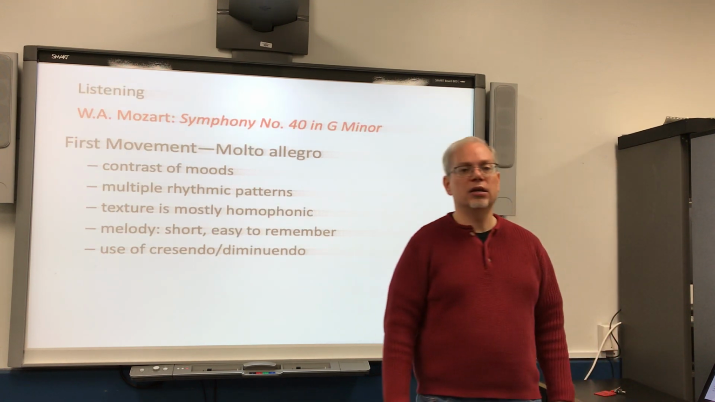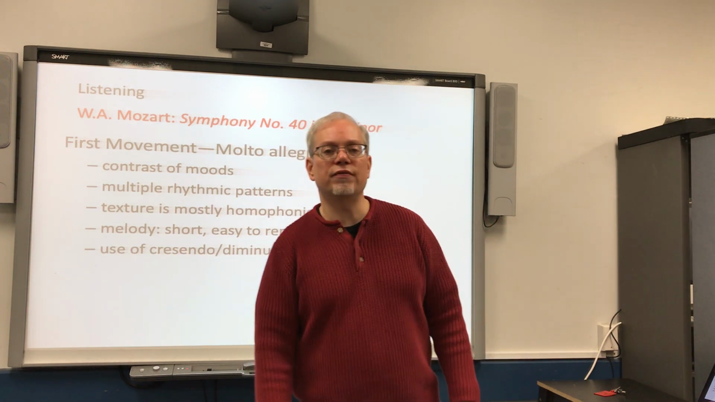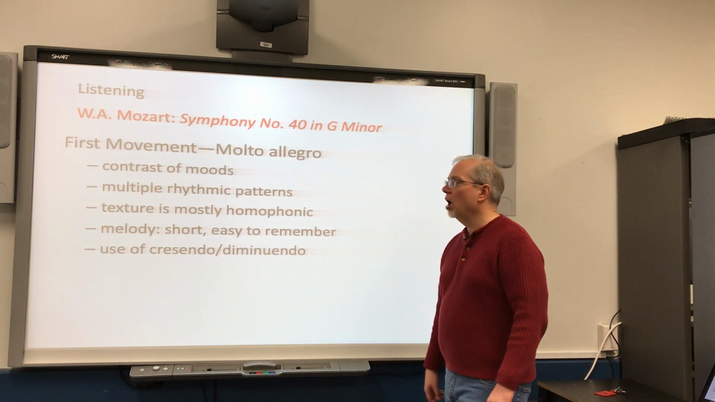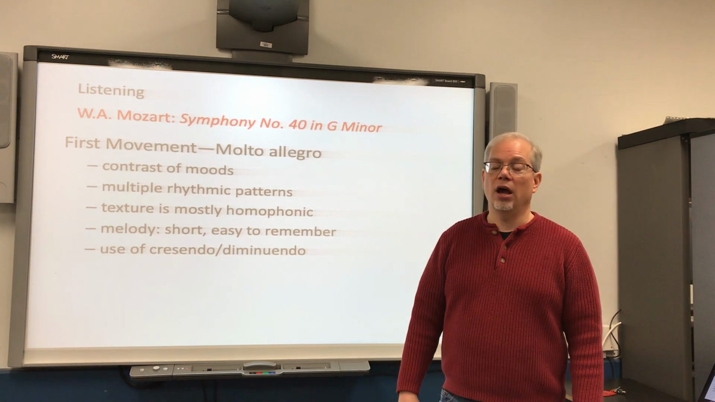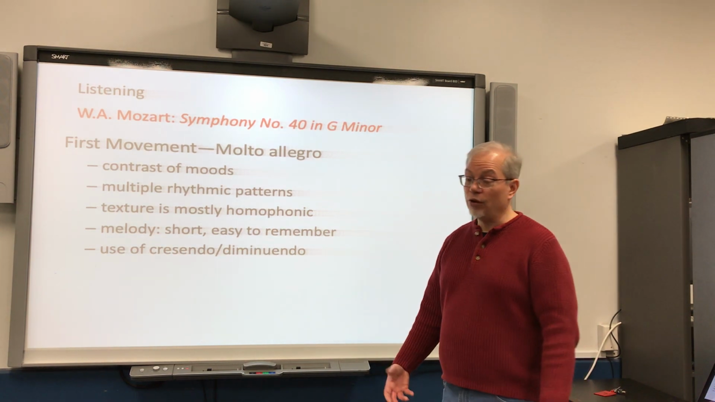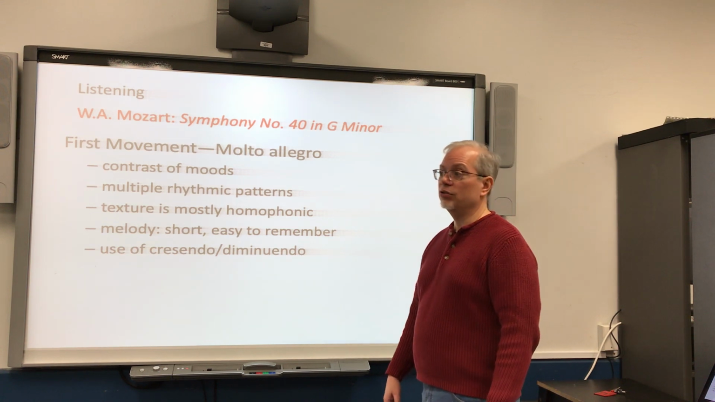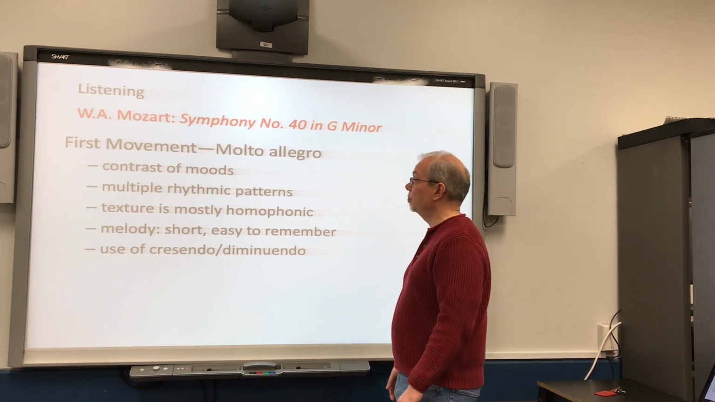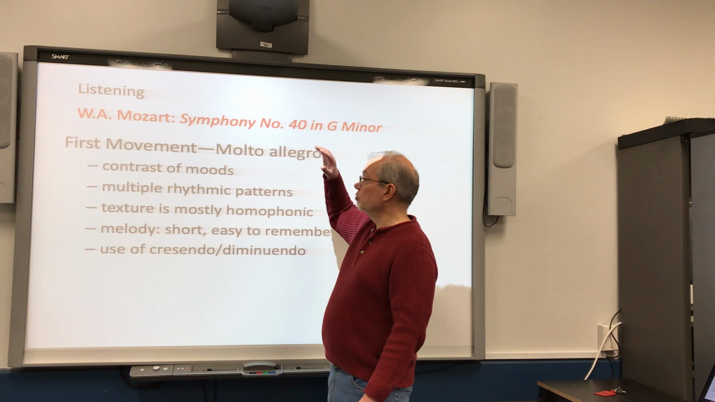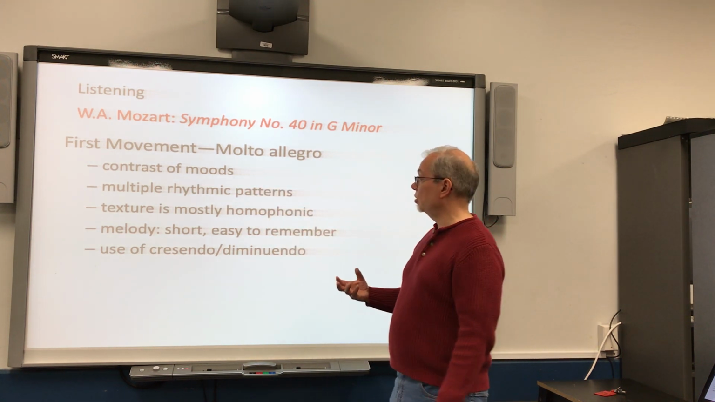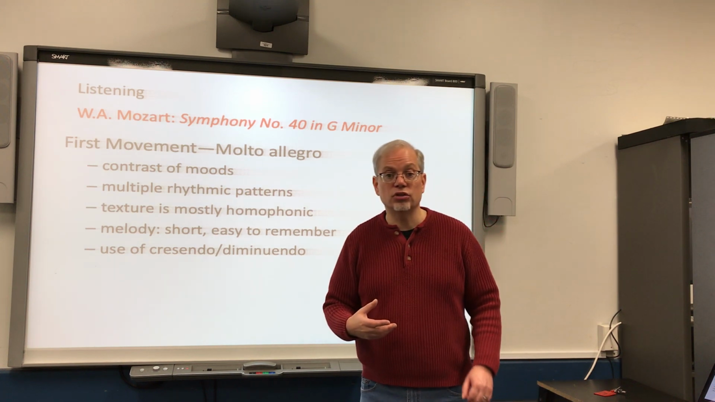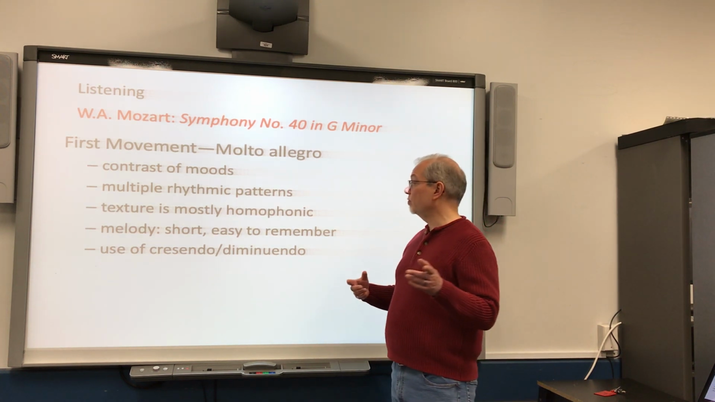I'm going to put up a link to the first movement of Mozart's Symphony Number 40 in G minor. Probably a symphony you're going to recognize to some degree, actually. The melody was used as a ringtone in cell phones maybe 10, 15 years ago when cell phones were first becoming really popular. This first movement has your contrasting moods, 2 different themes that contrast with each other, multiple rhythmic patterns, setting up this contrast of moods, everything we've talked about.